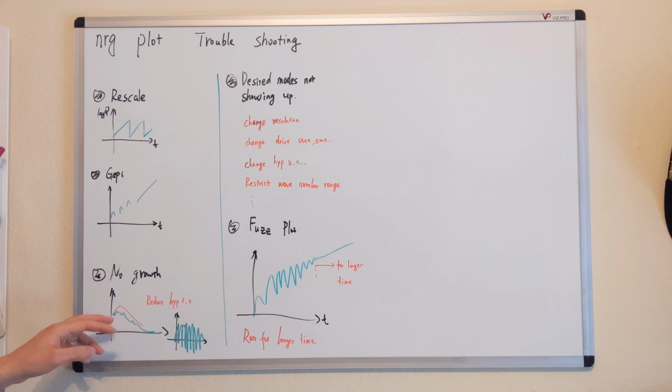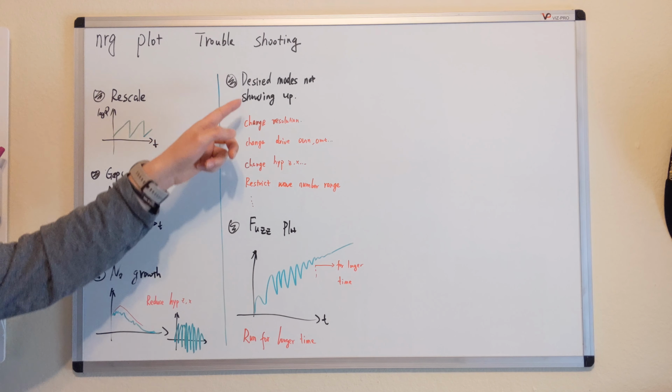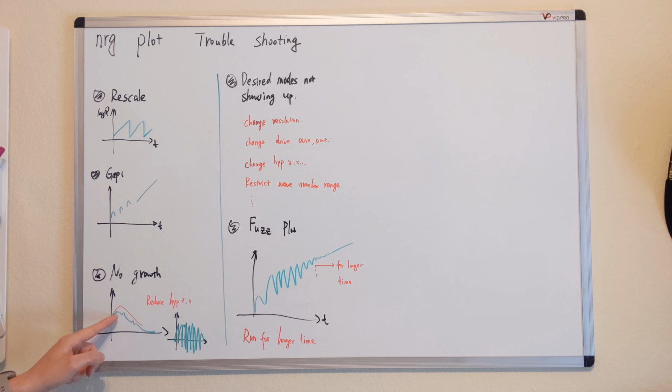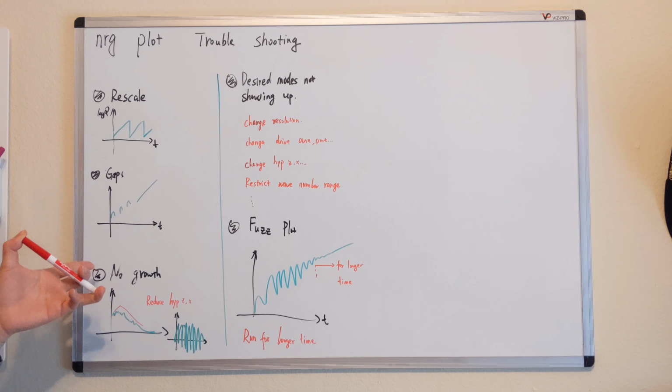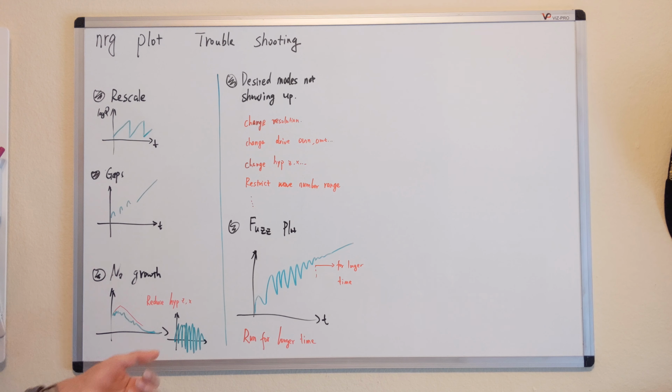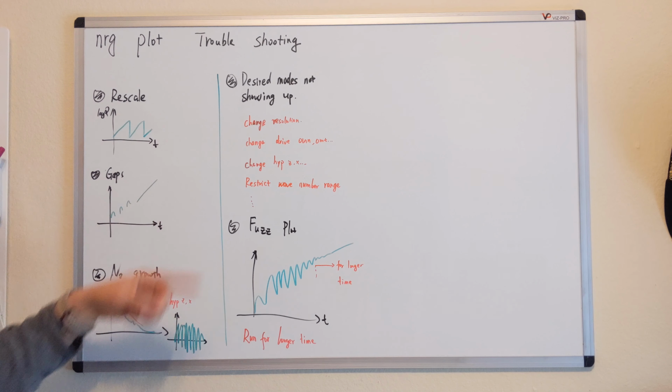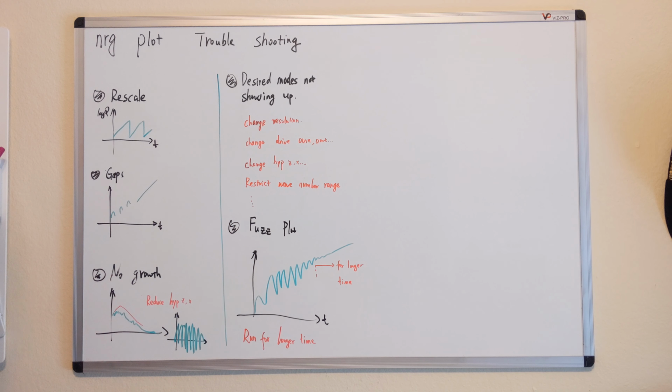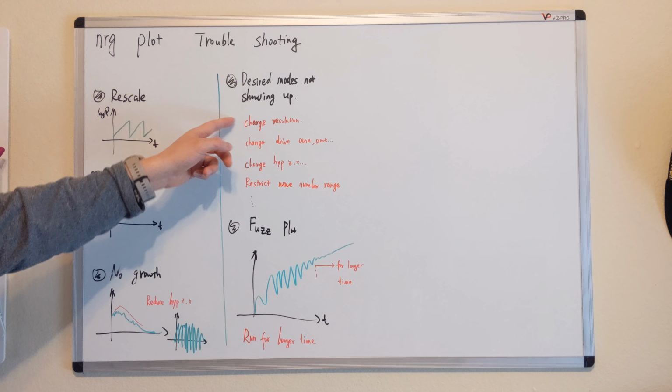You can consult this when the desired mode is not showing up, because if two different modes are competing, you can try to exaggerate the mode that you really want, or the mode that you want to be unstable. Or sometimes you just see a really fuzzy block of noise, and that's also a signal of no growth or damping. And this is the most important part.